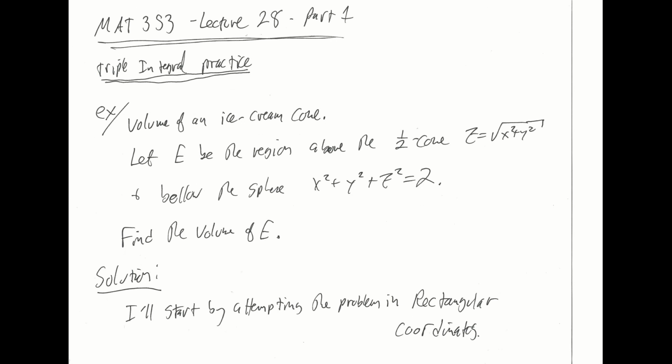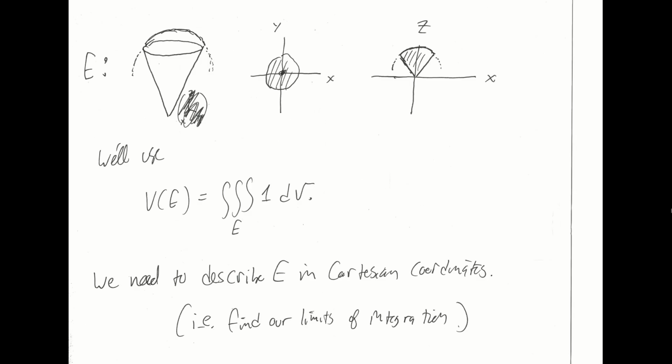So I'm going to start by thinking about what this region actually looks like. Here is my cone, z equal to the square root of x squared plus y squared. It's the upper half of the cone. We studied cones of this type way back at the beginning of the course when we talked about quadratic surfaces. You can see them in chapter 12 of Stewart.